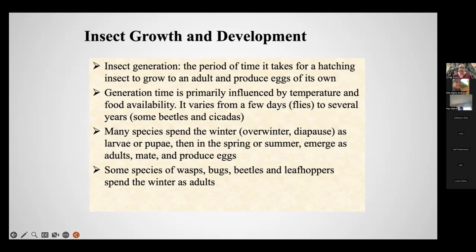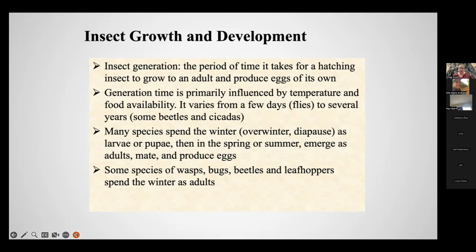the short version, it's just the accumulation of temperature over time. When it's warmer, they tend to develop faster, and when it's cooler, they tend to develop slower. And so this generation time can vary from a few days in flies to several years in some beetles and cicadas. So again, it's a wide range, and it really depends on the species. Like aphids are constantly reproducing, right? You have many generations, but there are a lot of insects like flat-headed borer that have one generation a year. So again, this has implications in controlling these insects and understanding what you're dealing with.